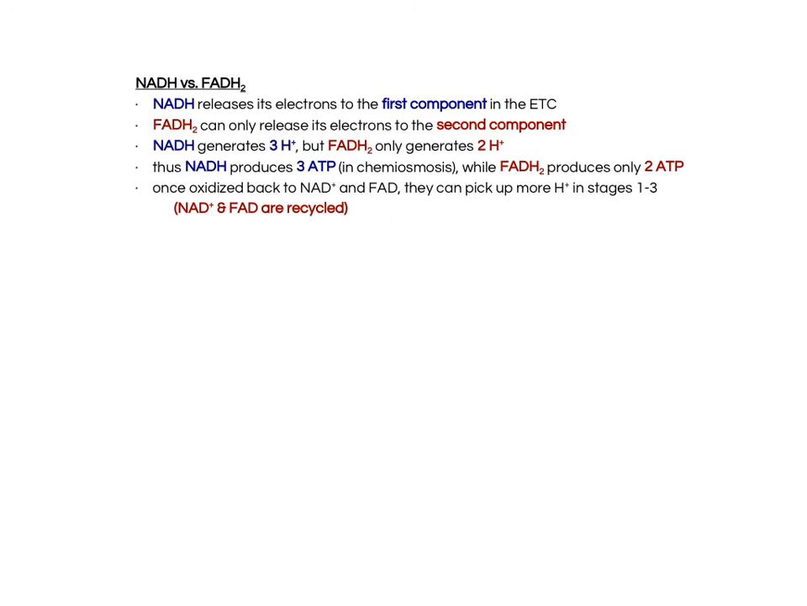So one of the utilities of the electron transport chain is not only to help fuel the electron transport chain and thus produce ATP by oxidative phosphorylation. Its function is also to regenerate our NAD+ and FAD, our electron carriers, so that they can be recycled.